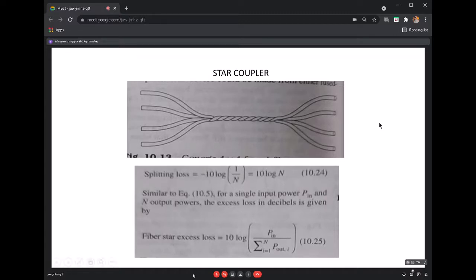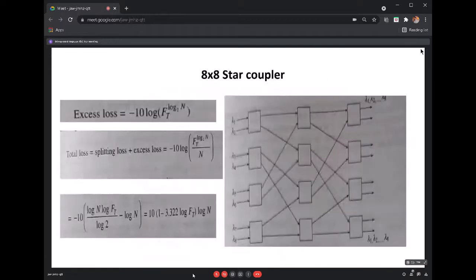They are all drawn out. That is one type of technology. So suppose you have only 2 cross 2 couplers. Then using those 2 cross 2 couplers, you need to design an 8 cross 8 star coupler through this technique.